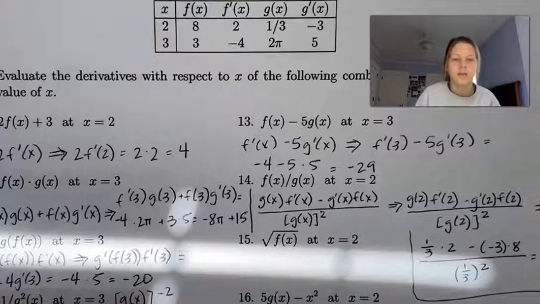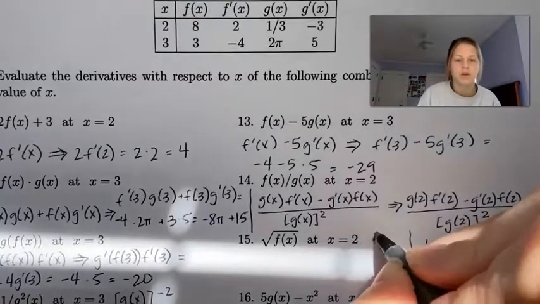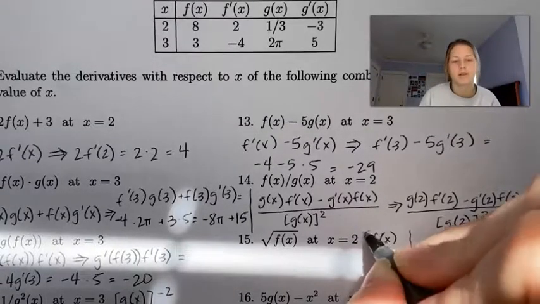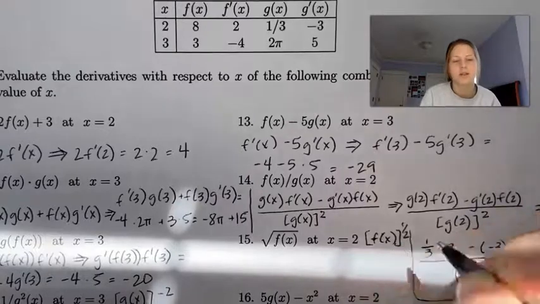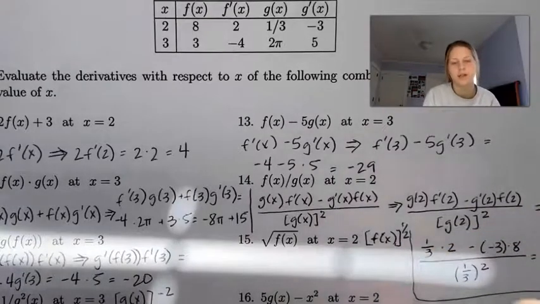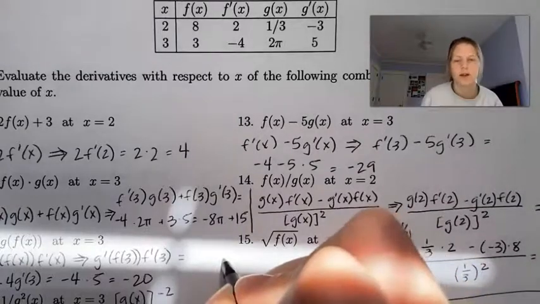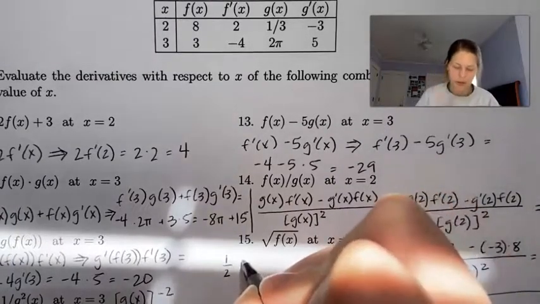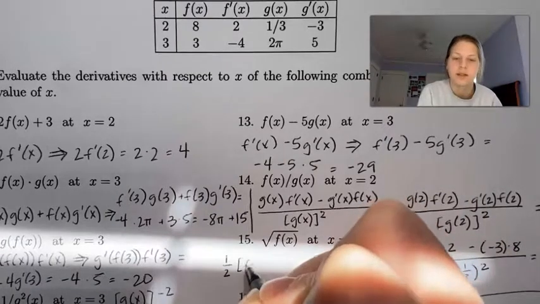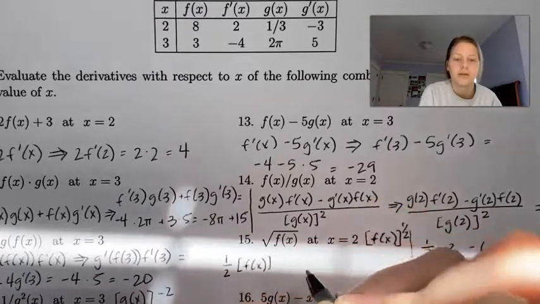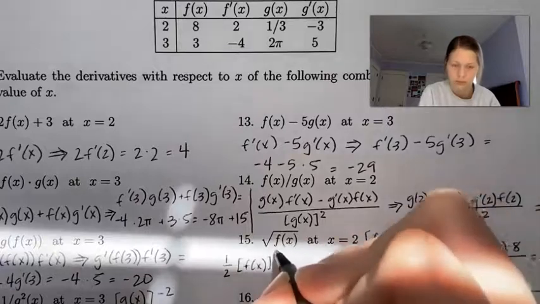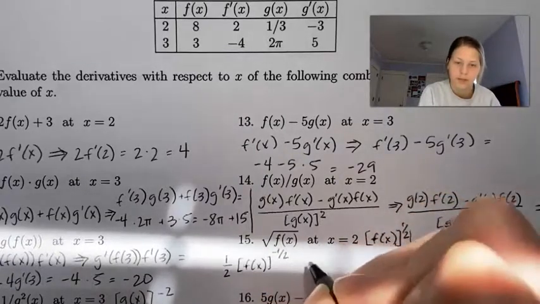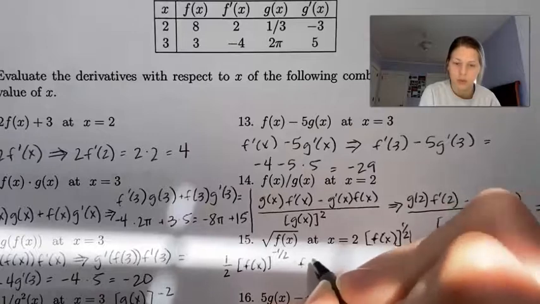Okay, so now we're on to number 15. Our first step here is going to be to rewrite it so that the next part will be easier, as f of x to the 1/2 instead of the square root of f of x. Those are the same thing, we're just rewriting it. And so when we take the derivative, we will get 1/2 times f of x to the -1/2 times f prime of x, because of the chain rule.